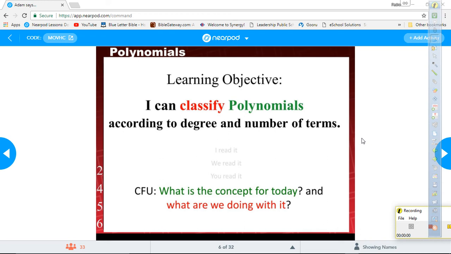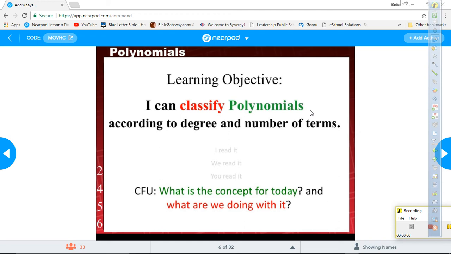Polynomials, yes. And what are we doing with them? Classifying. We're going to classify them. All right. So we're moving on from getting stuck with just exponential expressions. So our concept for today is polynomials.